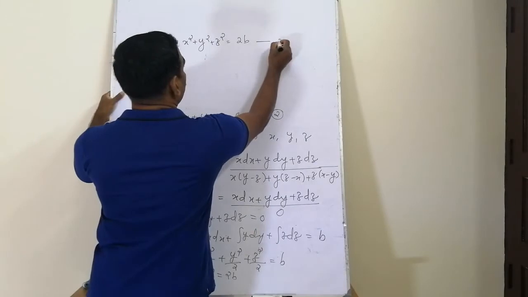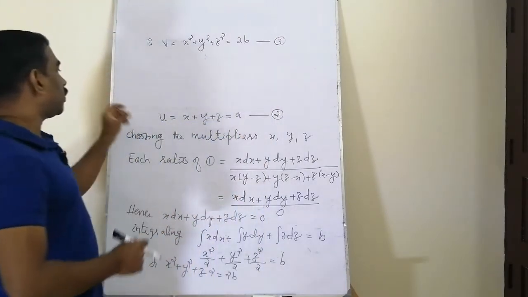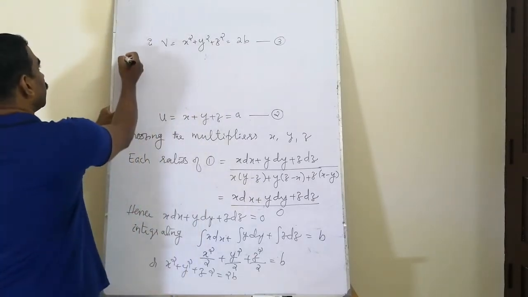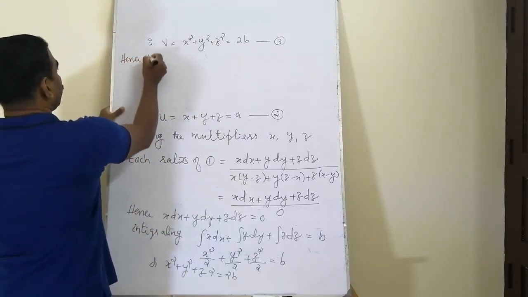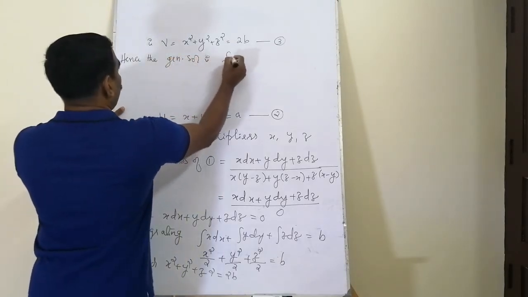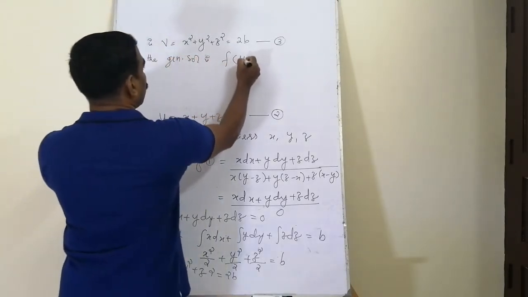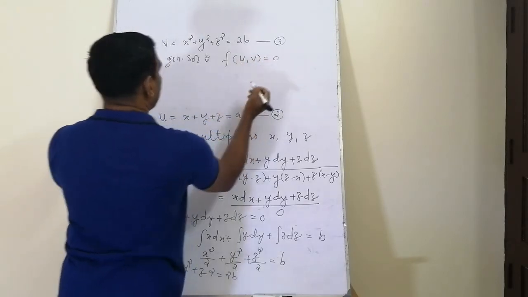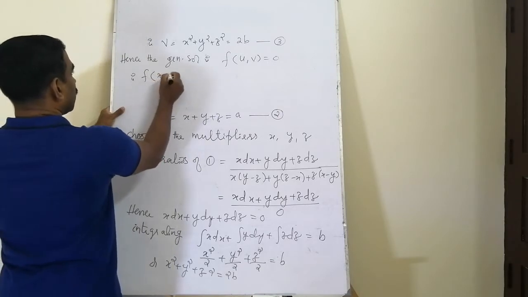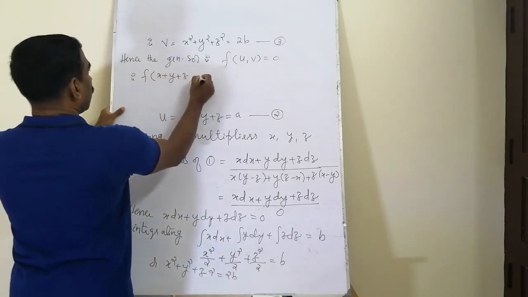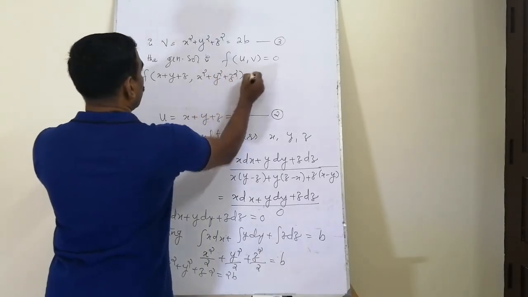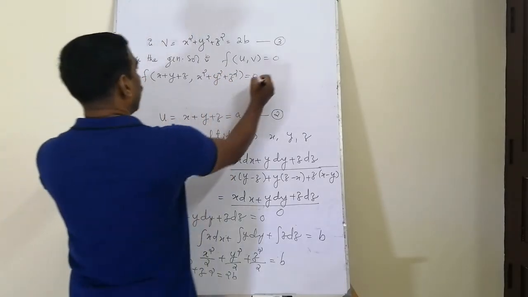Equation number 3. So we have two independent solutions: u is a constant and v is a constant. Hence, the general solution is f of (u, v) is equal to 0, where f is an arbitrary function. That is, f of (x plus y plus z, x square plus y square plus z square) equal to 0, where f is an arbitrary function.